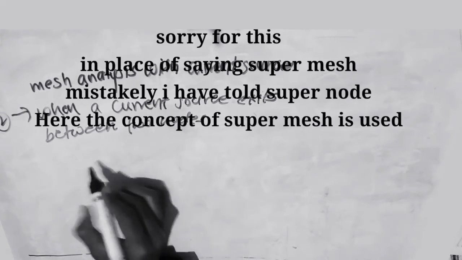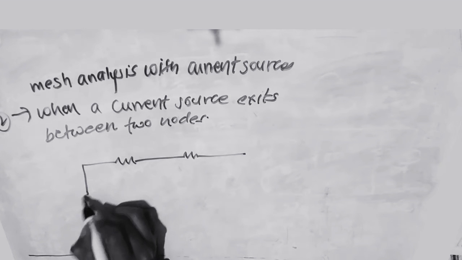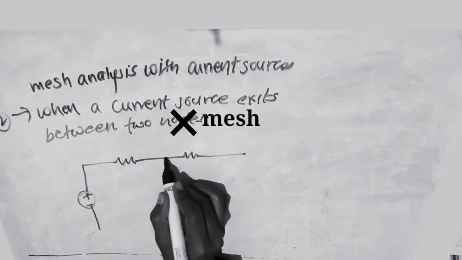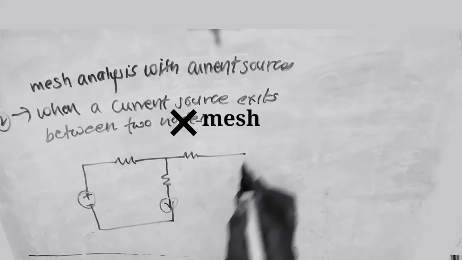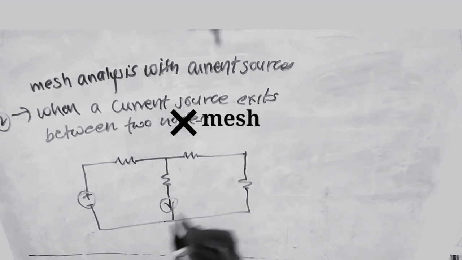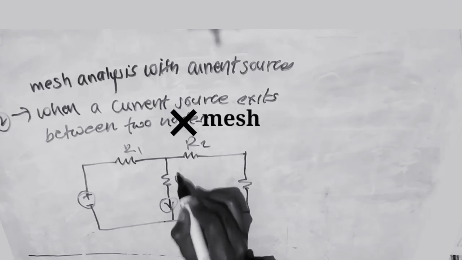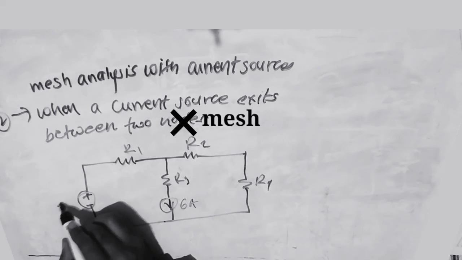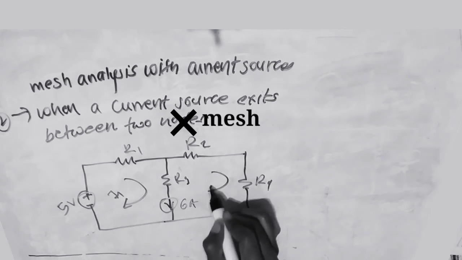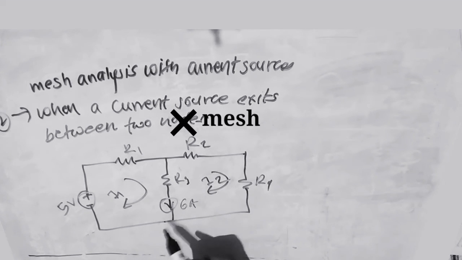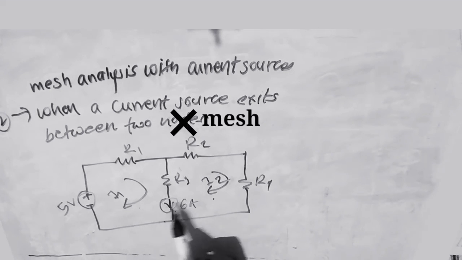When a current source exists between two nodes, we have to use the concept of supermesh. Suppose we have one resistor here, again a resistor, one voltage source, and one resistor and one current source, and again one resistor. Suppose here we have 6 ampere, these are R1, R2, R3 and R4, and 5 volt given. First we assign the mesh currents I1 and I2, and the 6 ampere is common to both I1 and I2, which means the current source exists between two nodes.